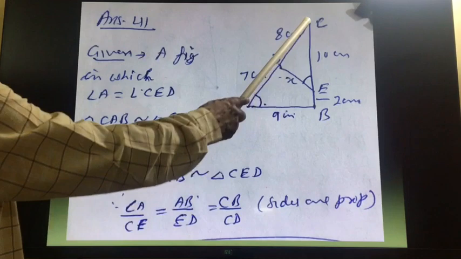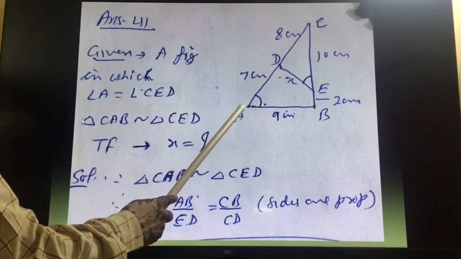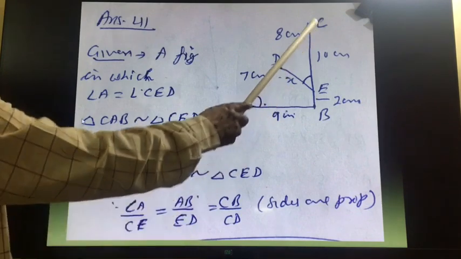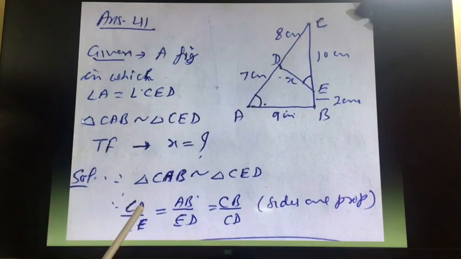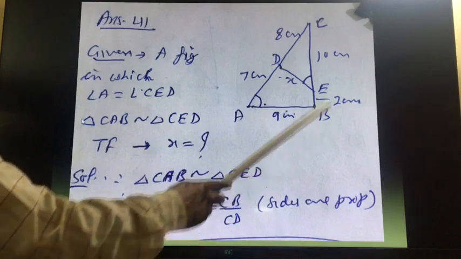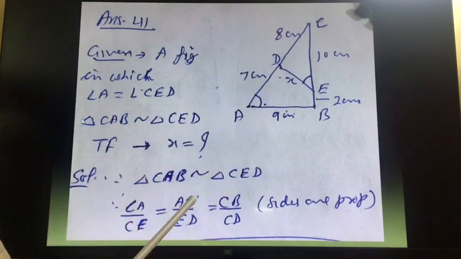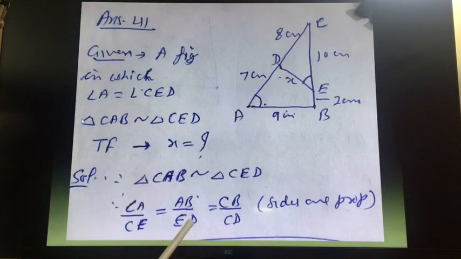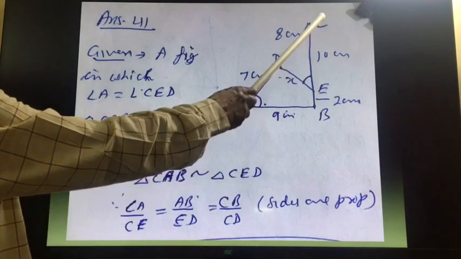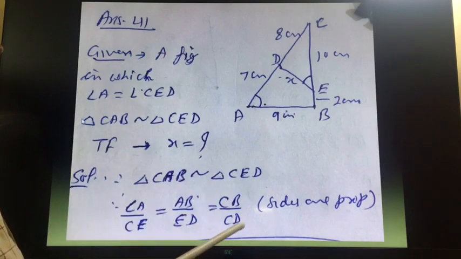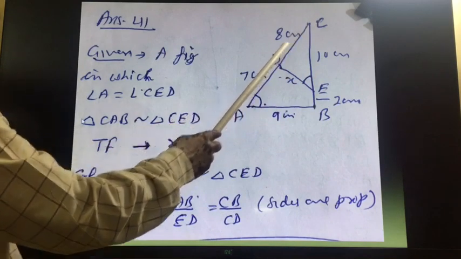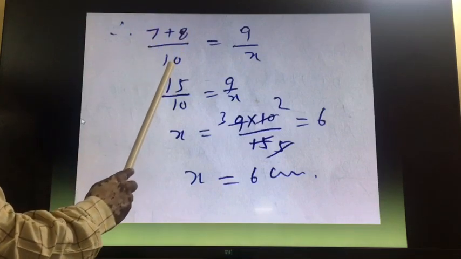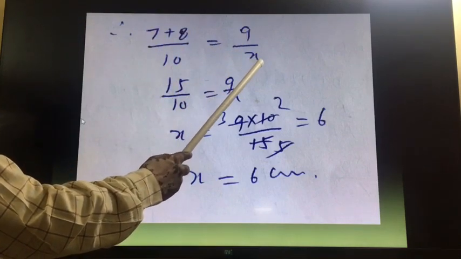Now in this we will substitute the values. CA is the total, so 8 plus 7 upon CE is equal to 10. So 8 plus 7 upon 10 is equal to AB, which is 9, upon ED, which is x, is equal to CB, which is 10 plus 2, 12, upon CD, which is 8. Right? So after substituting we will get 7 plus 8 upon 10 is equal to 9 by x, because we want to find out the x.